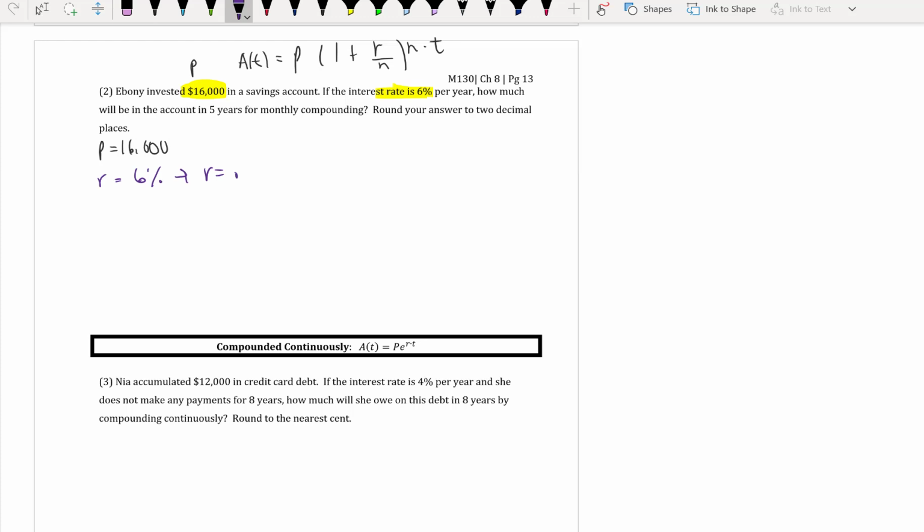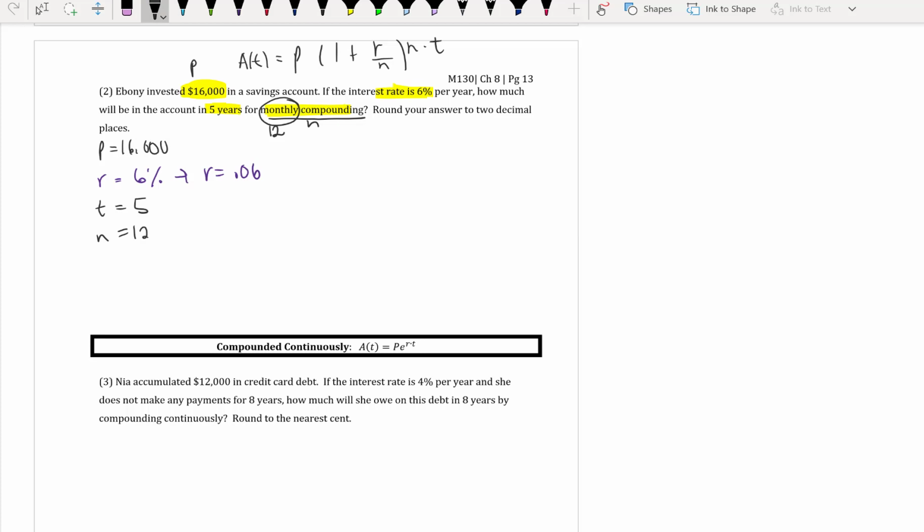So that translates into a rate being 0.06. And in 5 years, well, years represents my T, so my T is equal to 5. And here for monthly compounding, that's going to be my N value. And since it's monthly, how many months in a year? 12 months is in 1 year. So I'm going to write 12.